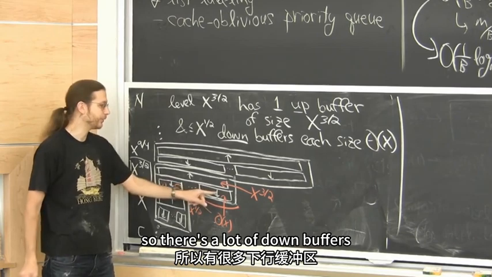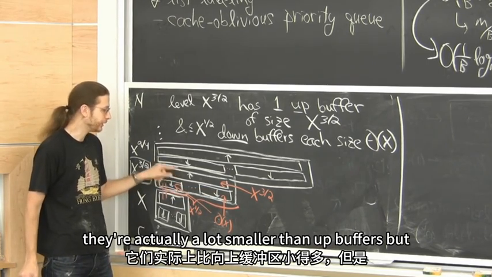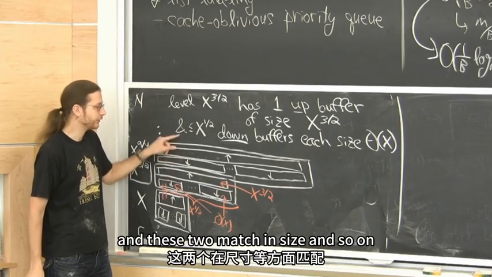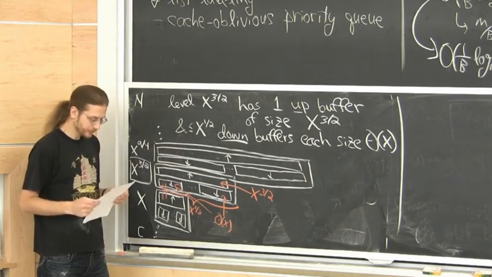Okay? Now, the dot, dot, dot hides the fact that there are x to the 1/2 of these. So there's a lot of down buffers. They're actually a lot smaller than up buffers. But these two match in size, and these two match in size, and so on. Okay.